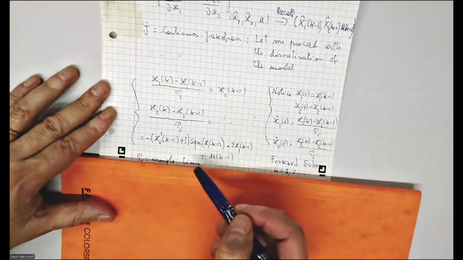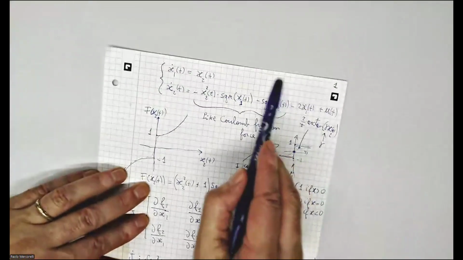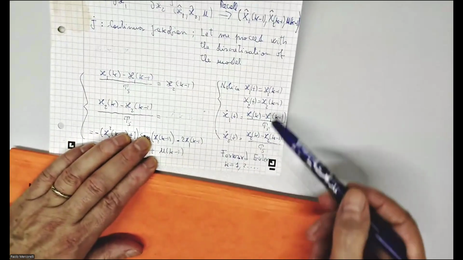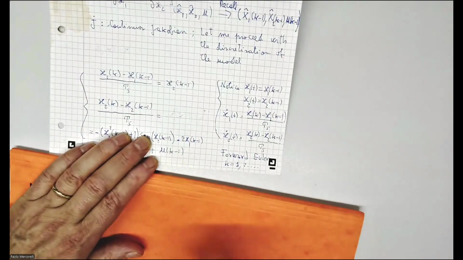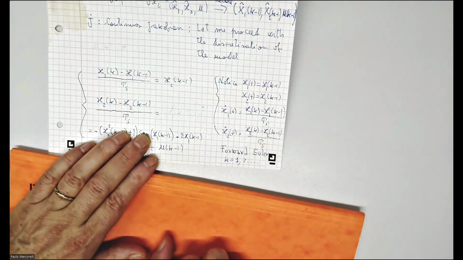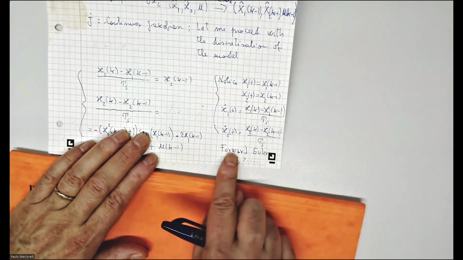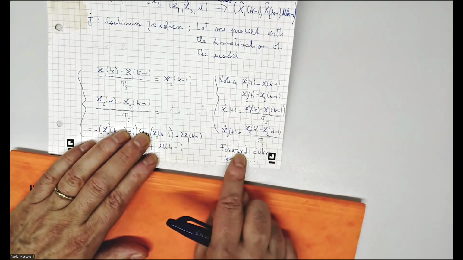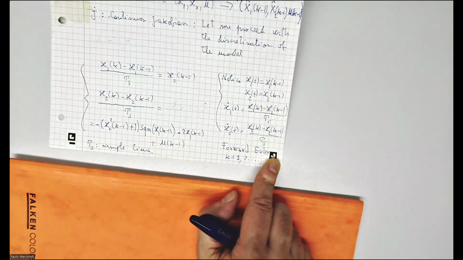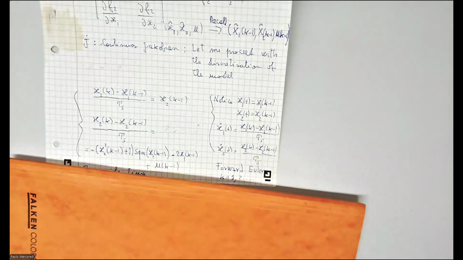If I do the discretization of this system here using forward Euler, it is very important to say which kind of discretization I am using. We had a project with Rolls-Royce in which we used backward Euler. First of all, why backward Euler and not forward?